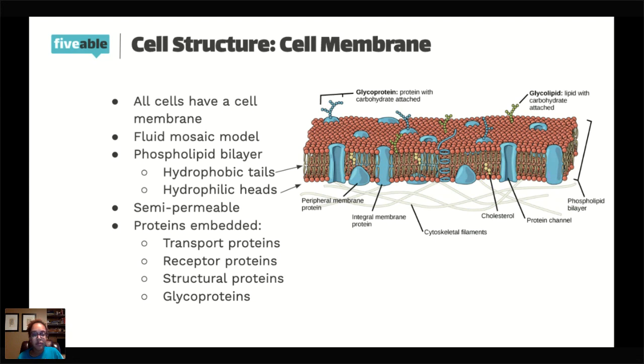Then you have structural proteins, which is kind of self-explanatory. They just support. You also have glycoproteins, which are really interesting to me. They help with cell identification. What helps me remember glycoproteins is the fact that they're involved in determining blood types. So people with type, not the plus and minus, but like type A, B, or O.